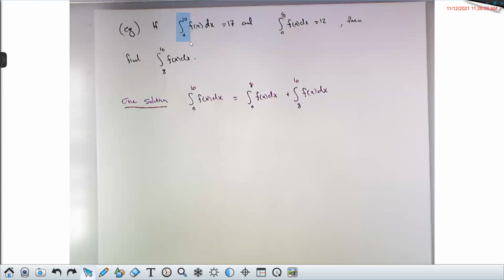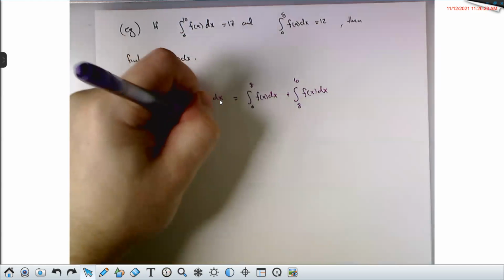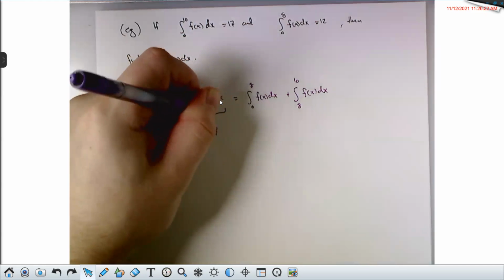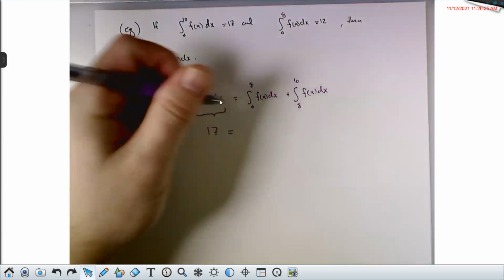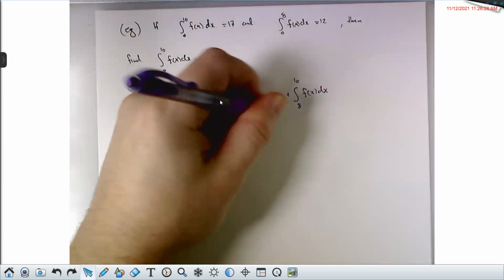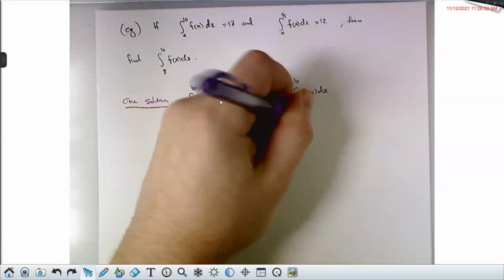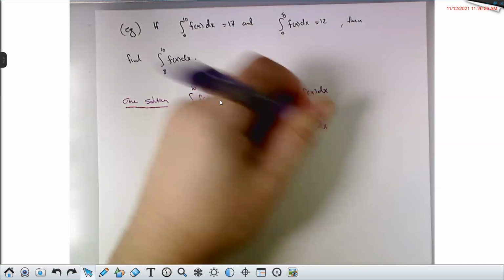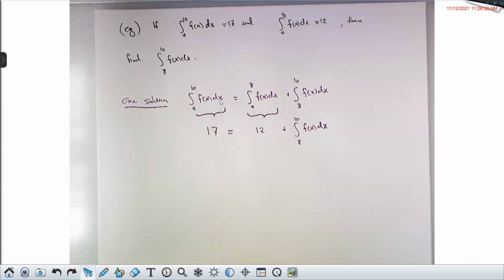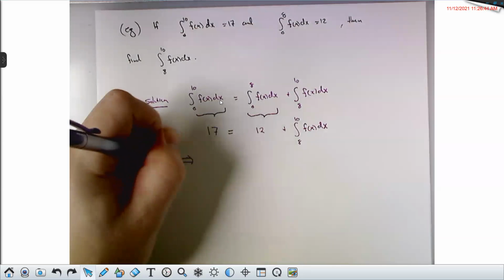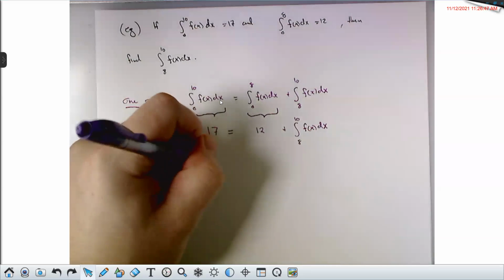So this is going all the way from 0 to 10, and the piece I'm looking for is just from 8 to 10. So I elect to split this at 8. And then I can plug in the pieces that I know here. 17 is the value of this integral. 12 is the value of this integral. And the integral from 8 to 10 of f of x dx is what I want. So 17 equals 12 plus the thing I want, subtracting 12 over. 17 minus 12 is 5.